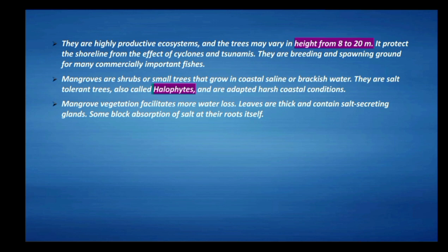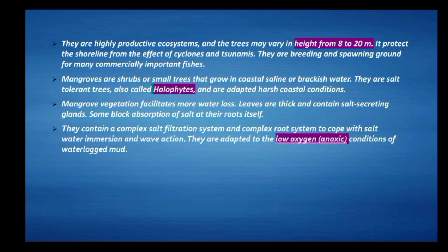Mangrove vegetation facilitates more water loss. Leaves are thick and contain salt secreting glands. Some block absorption of salt at their root itself. They contain a complex soil filtration system and complex root system to cope with salt water immersion and wave action. They are adapted to the low oxygen, that is anoxic, conditions of waterlogged mud.